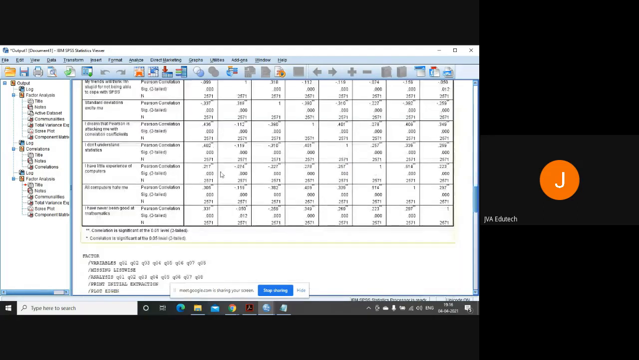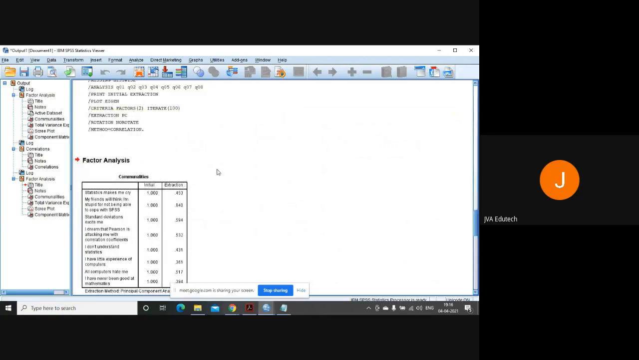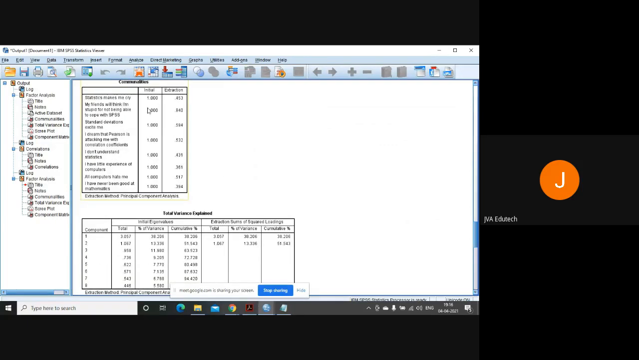But the moment I chose that out of these 8, I will divide them into 2 components only. You can see the initial values, extraction values, and the initial values of commonalities have changed. So again, if you just add all these values, you will get the... if you take all these, this is 0.4, how much is it? Yeah. So if you take a square of all these values, again you will get the total eigenvalues.